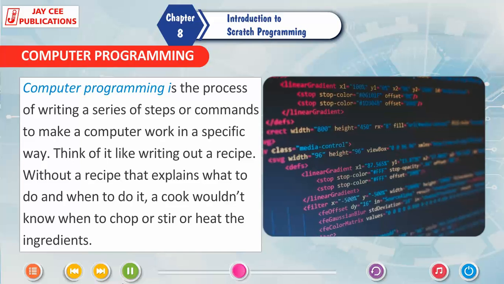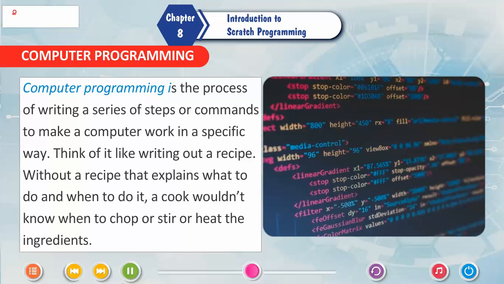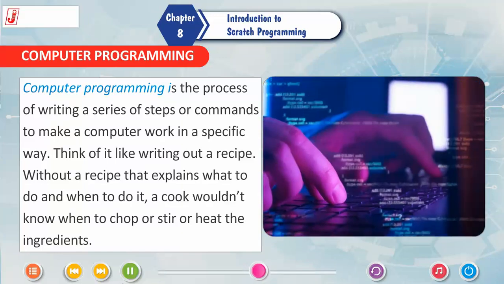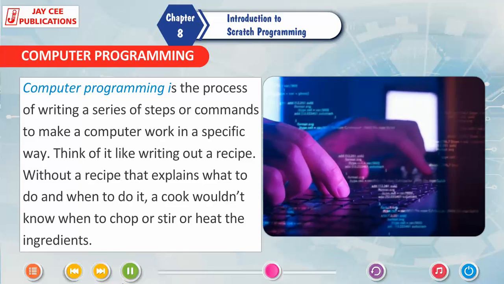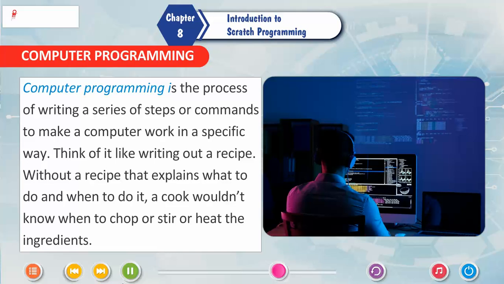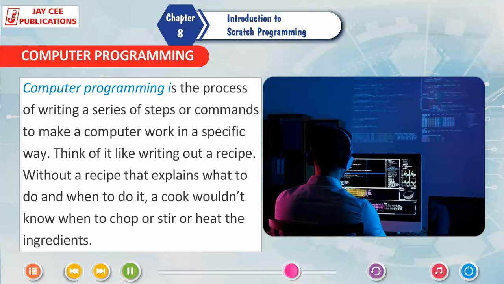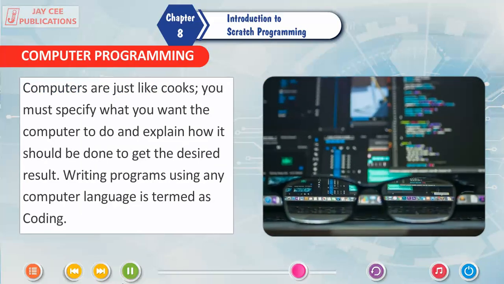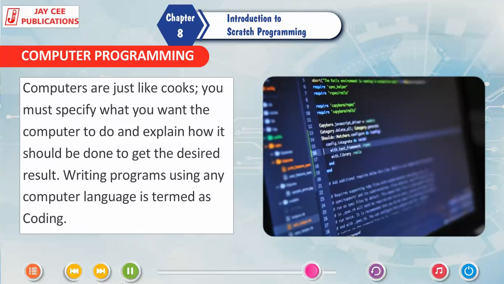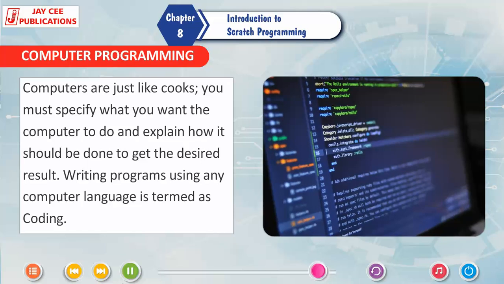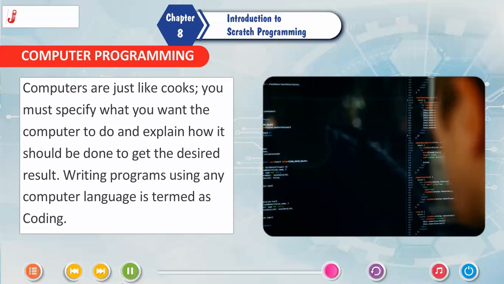Computer programming is the process of writing a series of steps or commands to make a computer work in a specific way. Think of it like writing out a recipe. Without a recipe that explains what to do and when to do it, a cook could not know when to chop or stir or heat the ingredients. Computers are just like cooks. You must specify what you want the computer to do and explain how it should be done to get the desired results. Writing programs using any computer language is termed as coding.